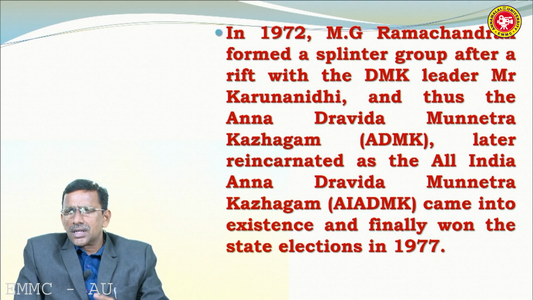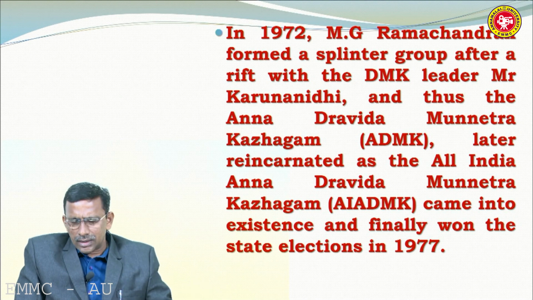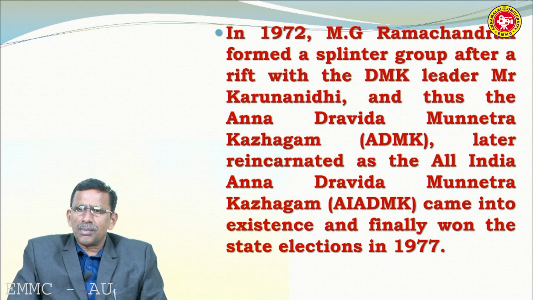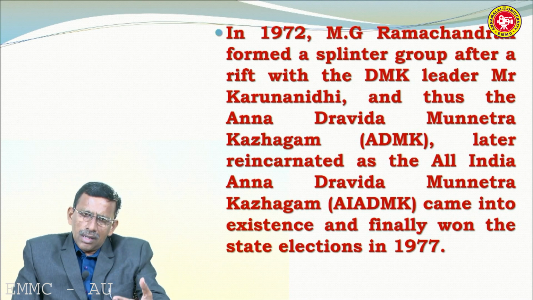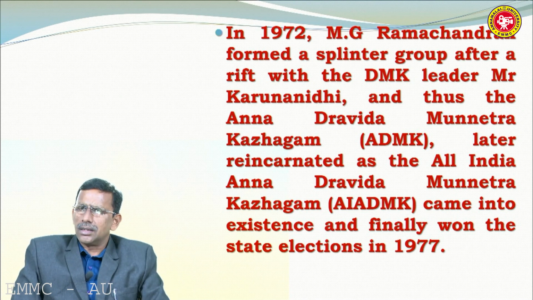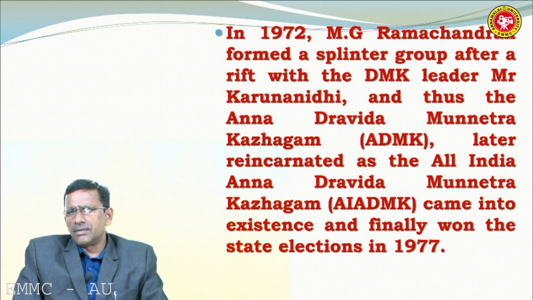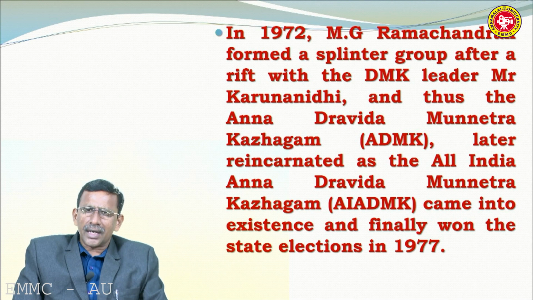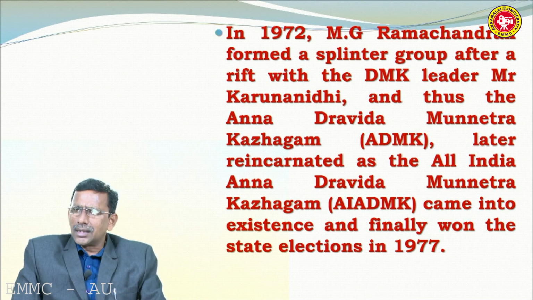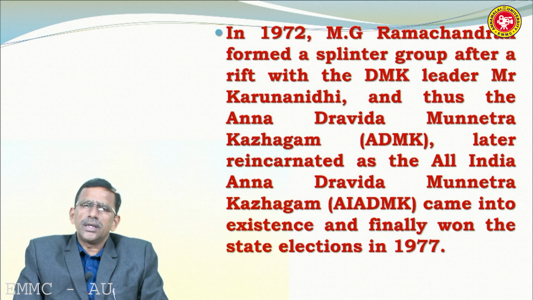And he parted company with Karunanidhi. Actually, after C.N. Annadurai passed away in 1968, the political power came into the hands of Karunanidhi. That is called Muthuvel Karunanidhi, M. Karunanidhi we call him. So, MGR started to raise his voice against Karunanidhi and other party issues openly in the DMK.